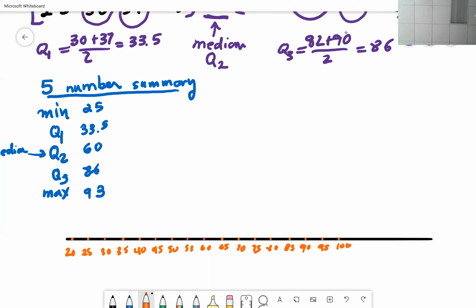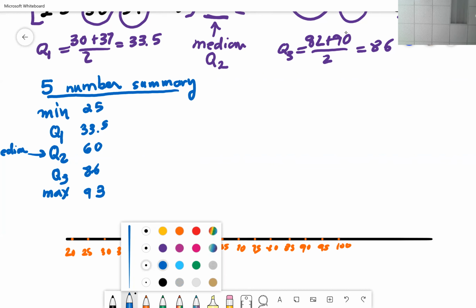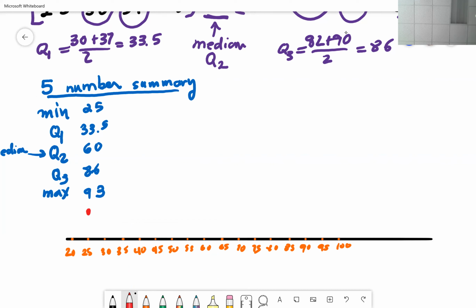And here's what I do. I ask myself, okay, what's the smallest number? Let me pick another color. It's going to be red. So here, I put a dot there at 25. What's the biggest number? 93.